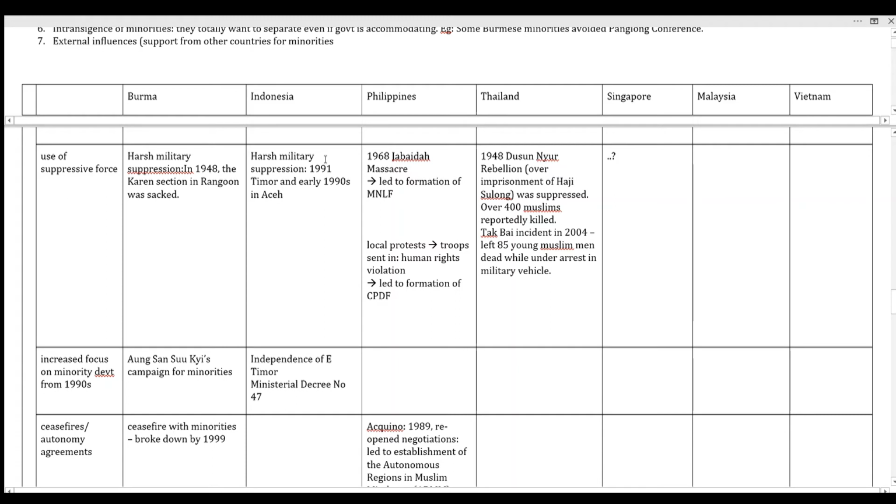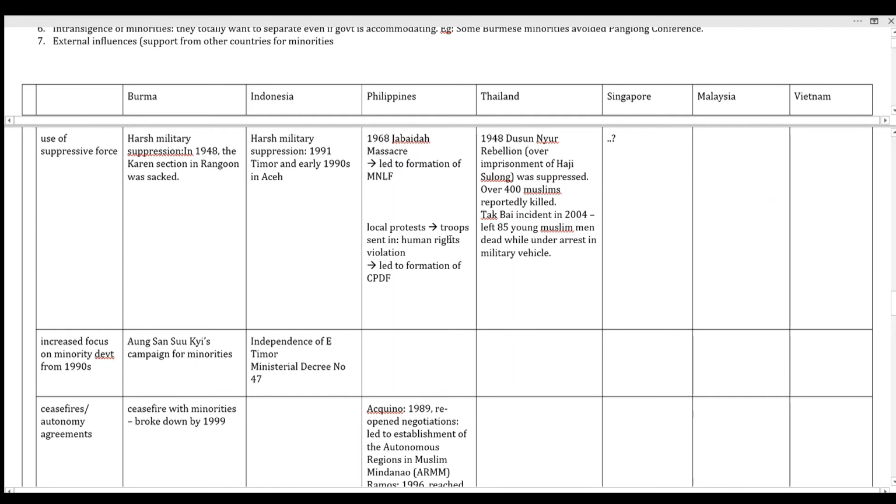Okay. So Indonesia, because the fact that they suppressed it, it led to the independence of East Timor, because the tension got so high that they just had to become independent in the end. Indonesia couldn't keep it. It was too hard if you think about it in a way. That is what happens when you don't respond to the minorities' request properly, and you end up creating an even greater tension.